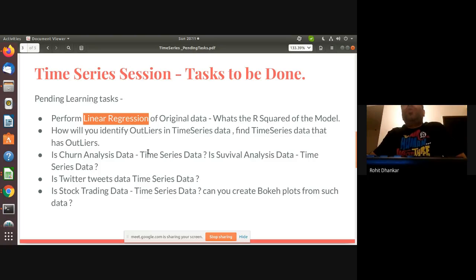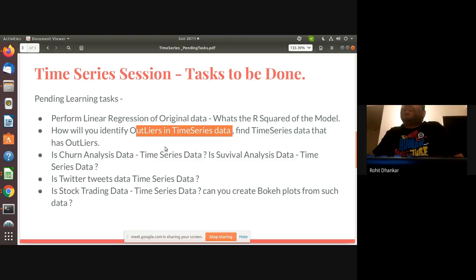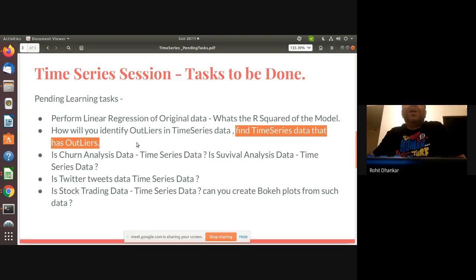Then, how would you identify outliers in a time series data? In case we have outliers in a time series data, how do we identify that? Of course, firstly we need to find a data set which will have outliers. So finding data sets is of course a concern.